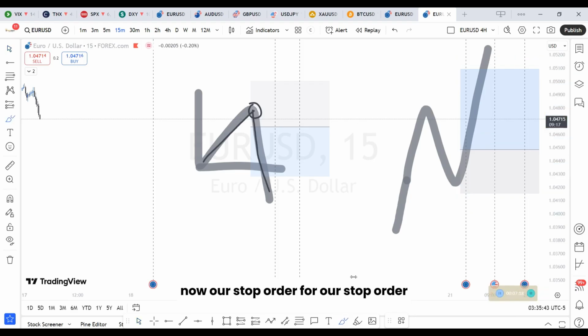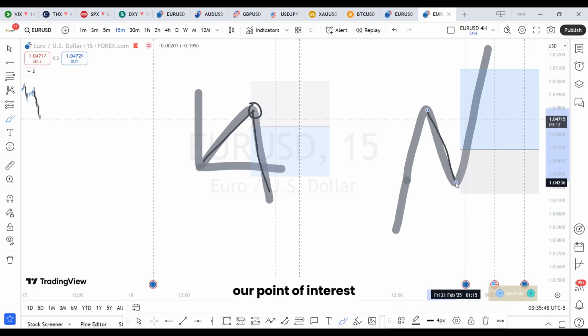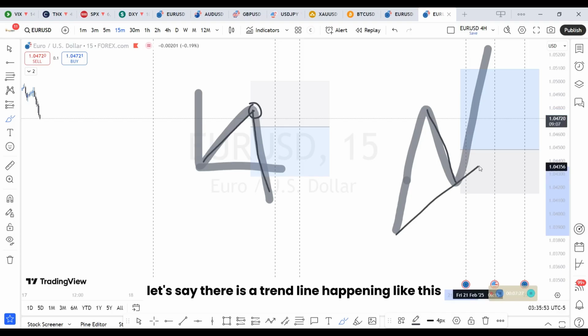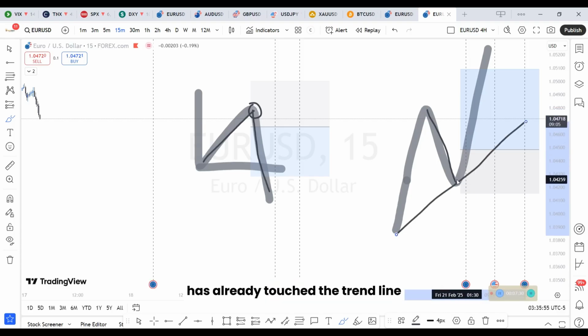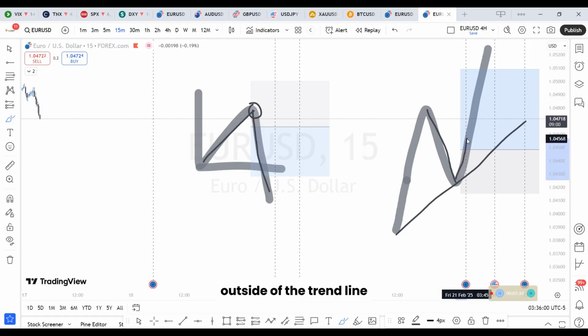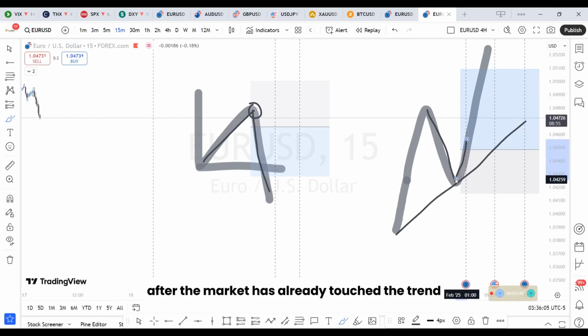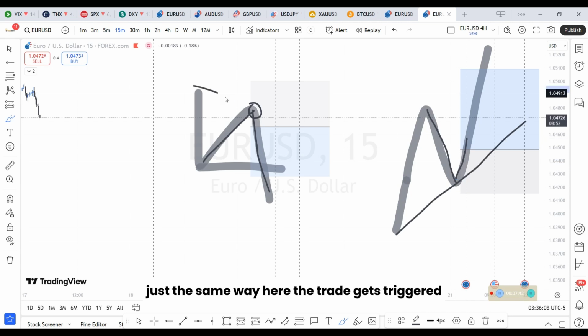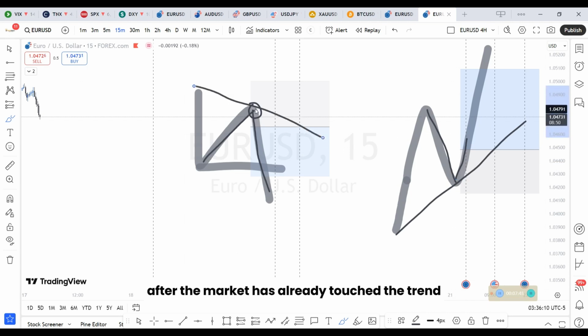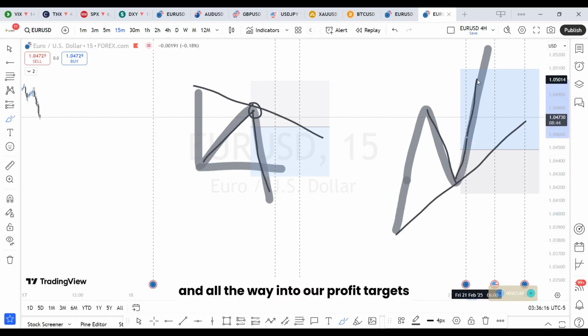Now for our stop order, we want to see the market has already come to our point of interest where we plan to enter the market from. Let's say there is a trend line happening like this, the market has already touched the trend line and is now pushing outside of it. So the trade gets triggered after the market has already touched the trend. Just the same way here, the trade gets triggered after the market has touched the trend and started pulling out of the trade, all the way into our profit target.